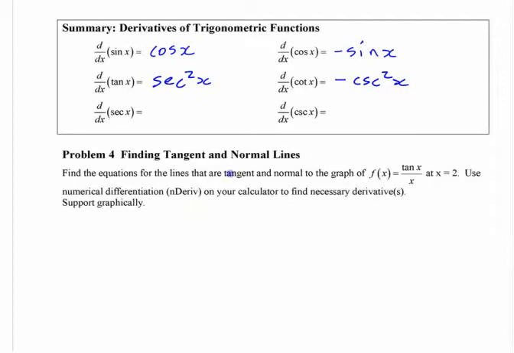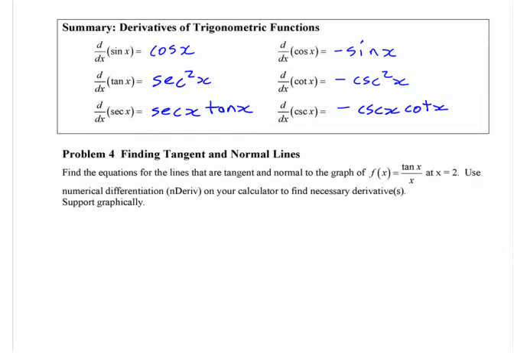And what's the derivative of secant? Secant times tangent. And cosecant was a negative, right? These three over here are all negative. Negative cosecant cotangent. I'm pretty sure you can deal with that, right?